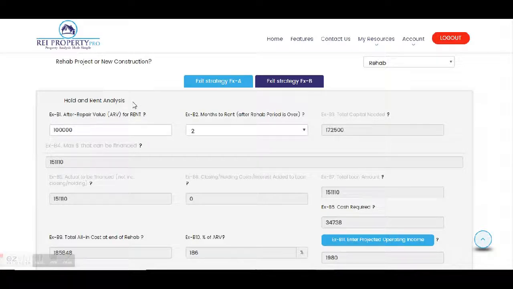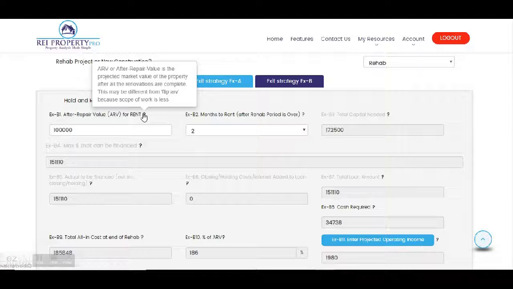Please notice there are only a few highlighted boxes available for your input. The other areas are calculated for you as you enter additional information. Also, we have a question mark next to each line item. You can click on any of the question marks for an explanation of that box.